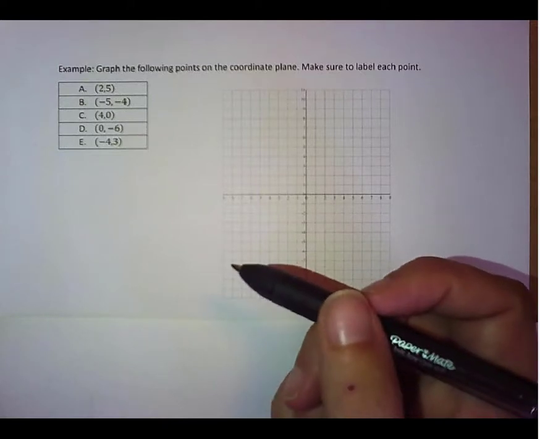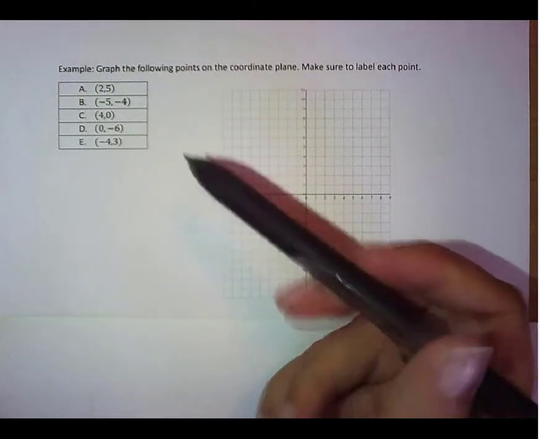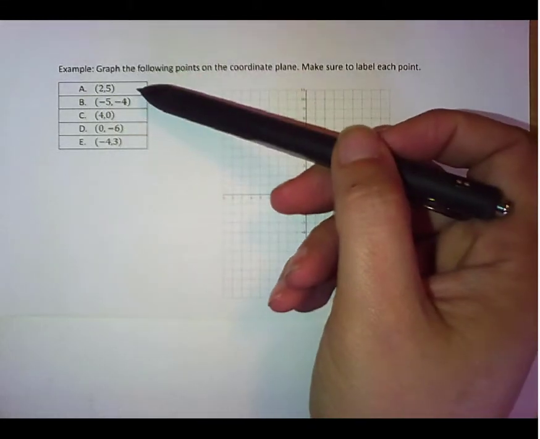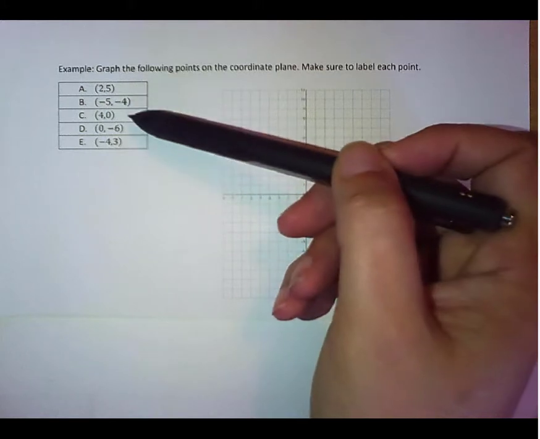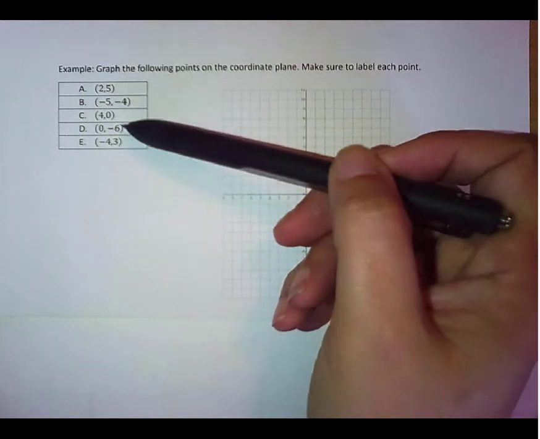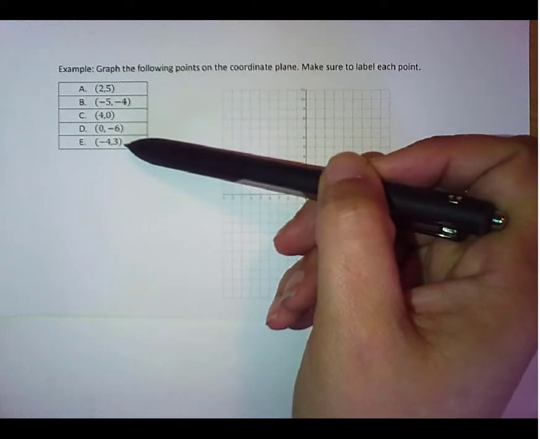Okay, so for our first example of graphing points, we want to graph 5 different points here. We've got graphing the point (2, 5), then we want to graph the point (-5, -4), then the point (4, 0), and again the point (0, -6), and then lastly (-4, 3).